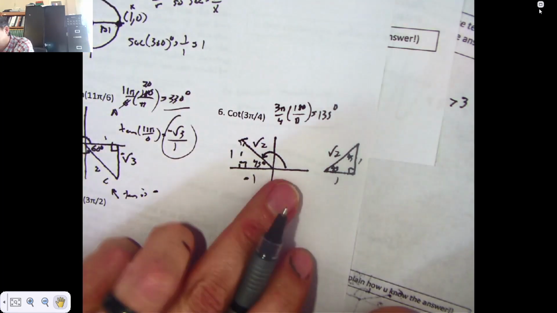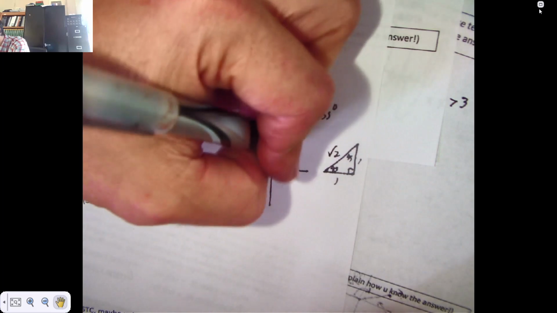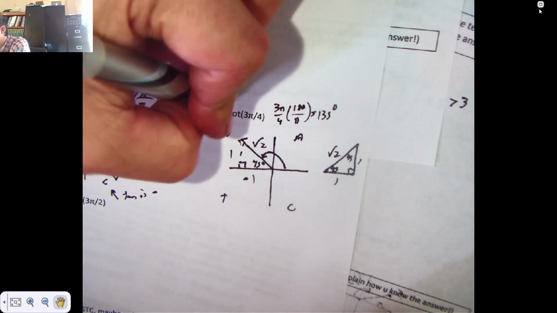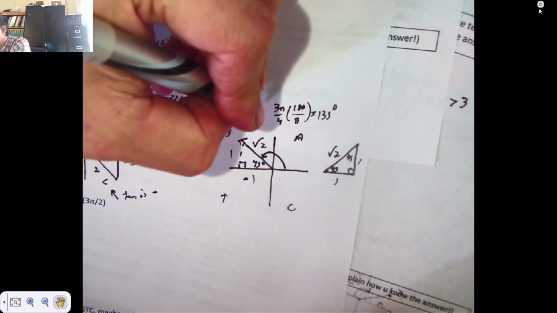Now direction matters. That 1 went left. By the way, ASTC, you're in quadrant 2. Only sine and cosecant are positive. The answer is negative. That's what ASTC gives you. It gives you a check too. But anyways, I've got what I need.